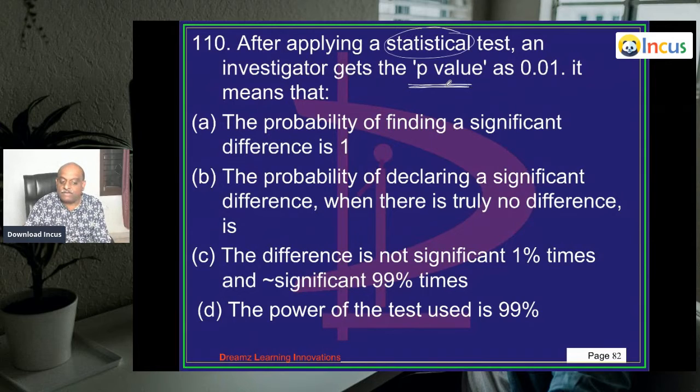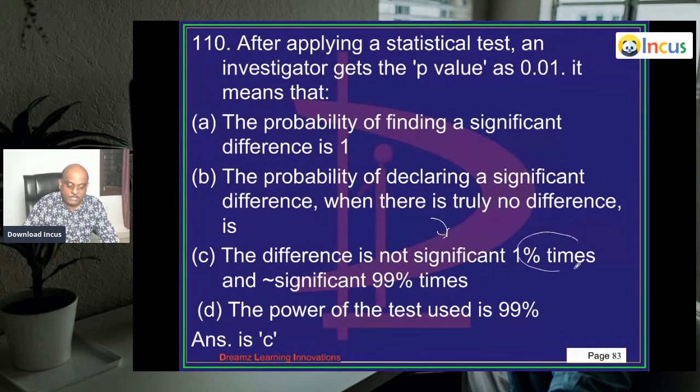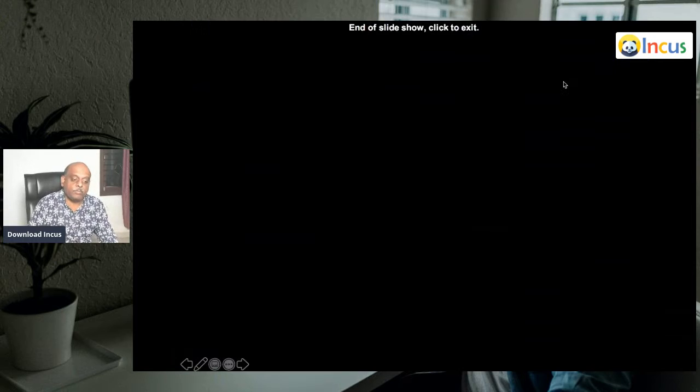You have applied a statistical test. The investigator gets the p-value as 0.01. What does it mean? That means the difference is non-significant 1% of the time, and it is significant 99% of the time. That is the meaning of a p-value of 0.01, is what you need to remember.